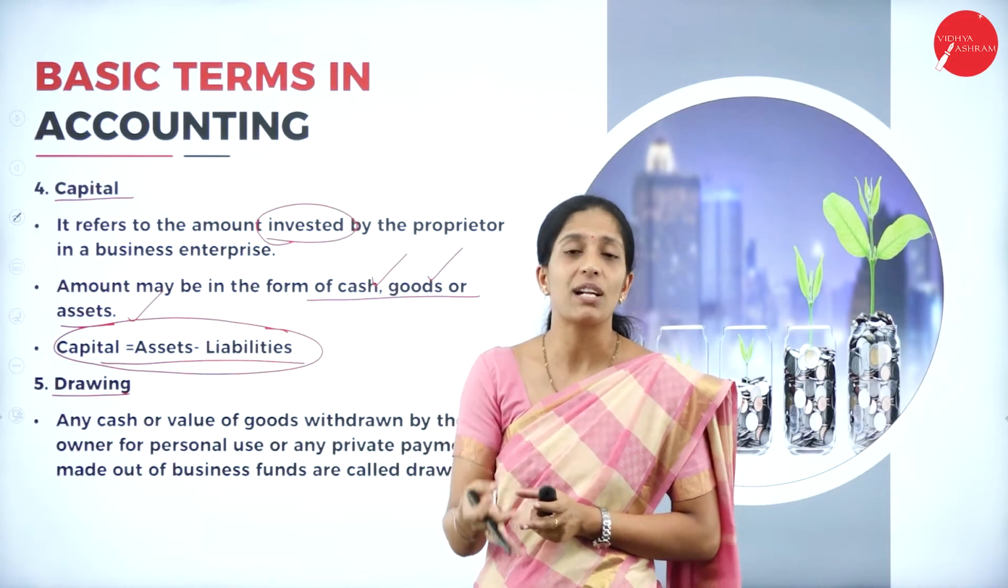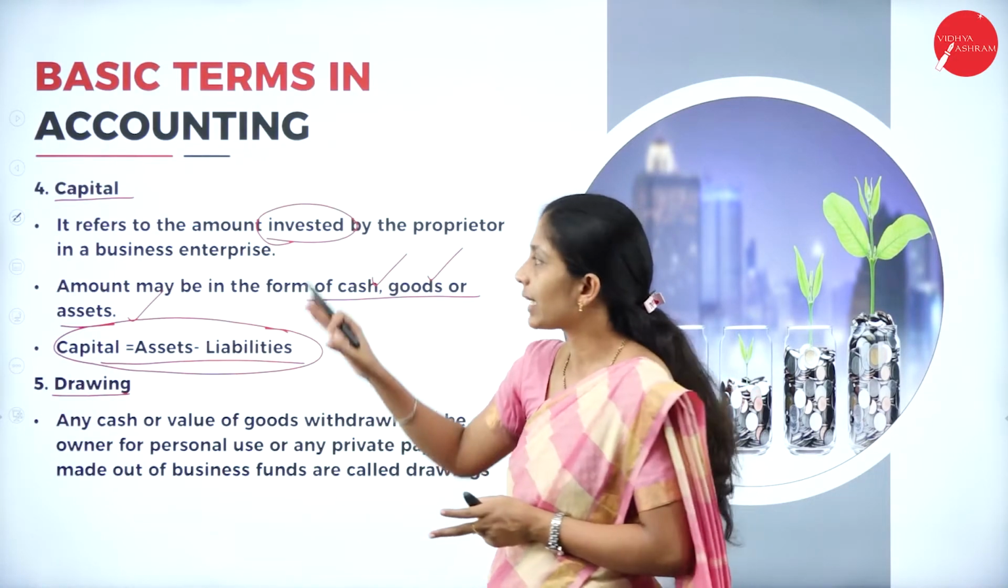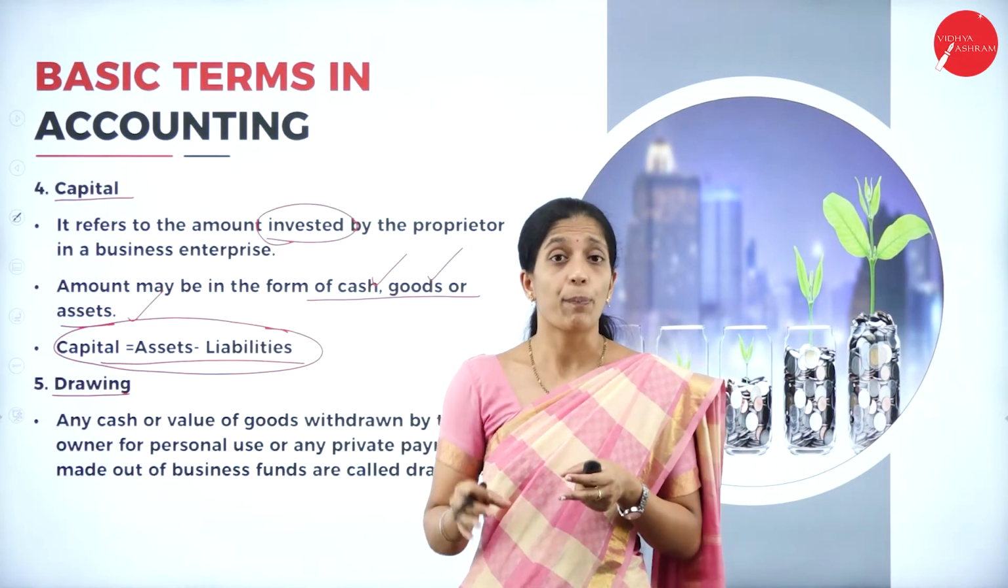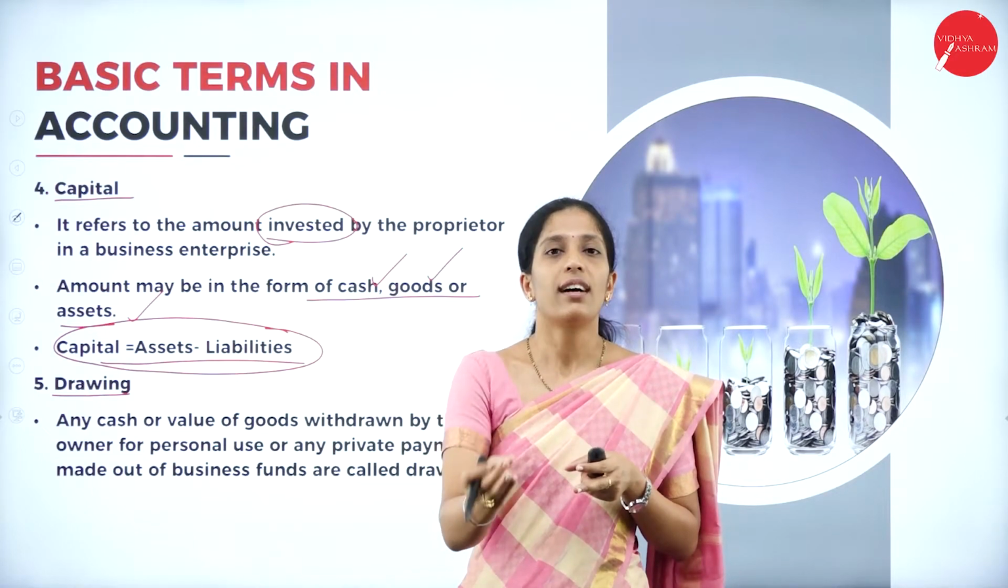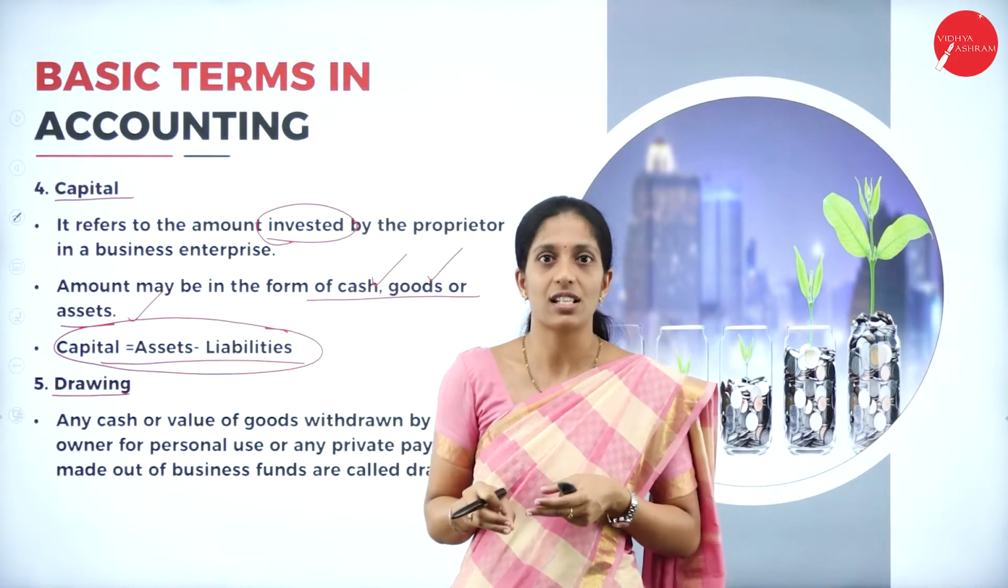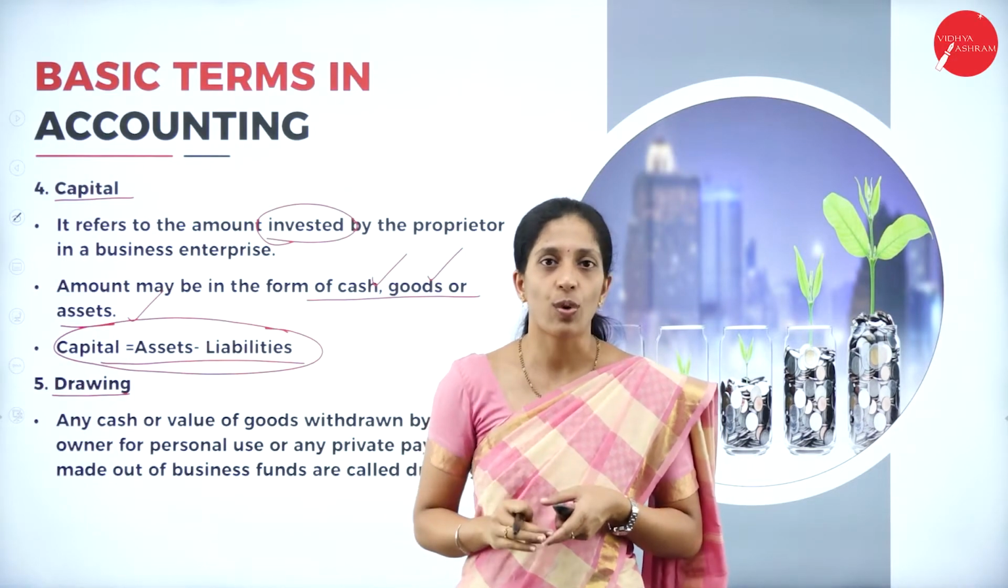So the investment by the owner is called as what? Capital. So whatever the amount which has been invested. Suppose the owner is in urgent need of money, he can withdraw a certain amount for his personal use. So that is known as what?